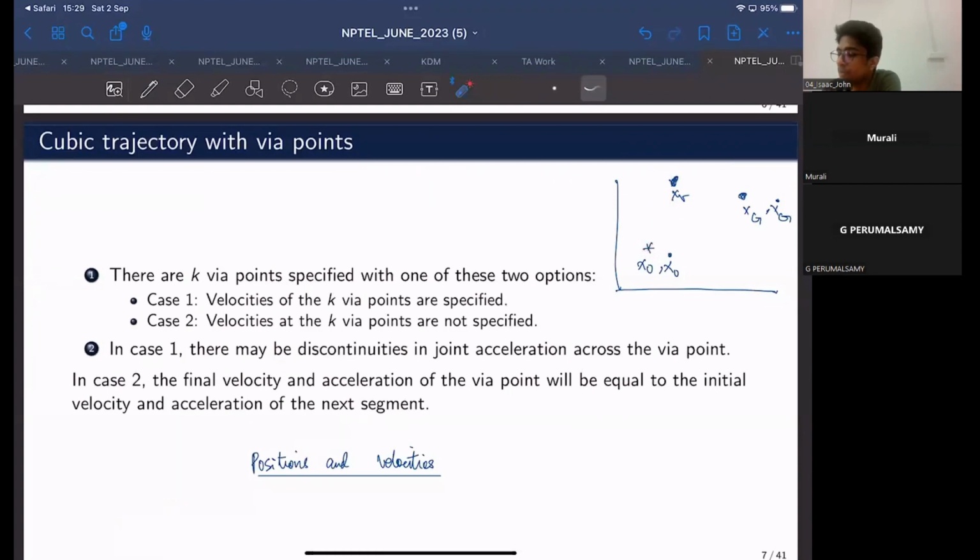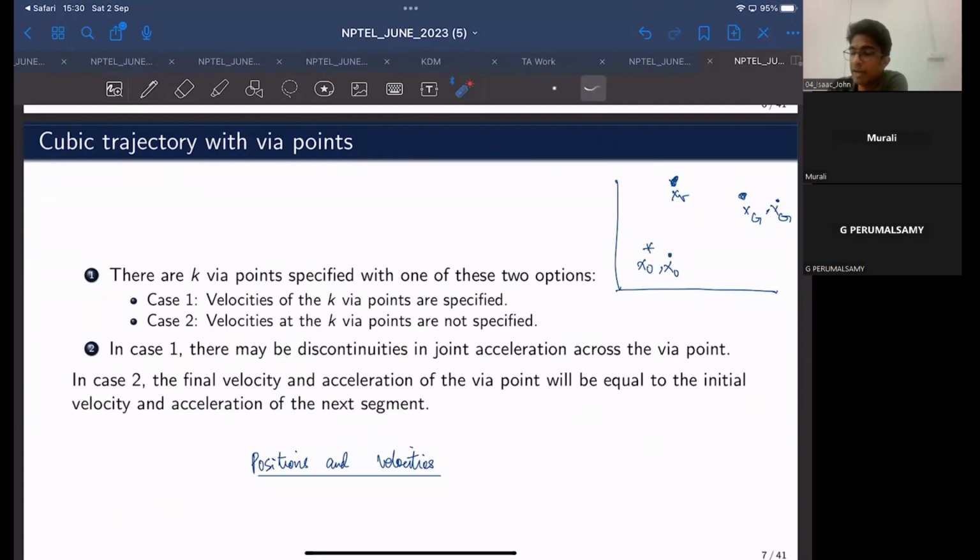And due to the fact that you are specifying the velocity of the via point, the next acceleration would be something else. So there will be a jump between the final acceleration of the first profile and the initial acceleration of the second profile. There will be an instantaneous jump in this case.